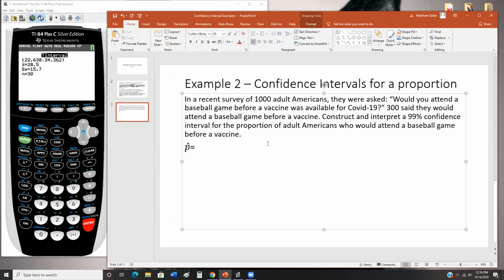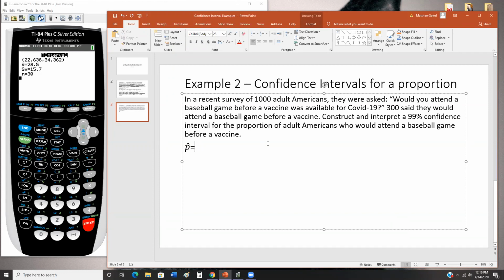So this survey came out that I was kind of interested in. In a recent survey of 1,000 adult Americans, they were asked, would you attend a baseball game before a vaccine was available for COVID-19? And 300 of the people said they would attend a baseball game before the vaccine. So what I want to do here is construct and interpret what's called a 99% confidence interval for the proportion of adult Americans who would attend a baseball game before a vaccine.